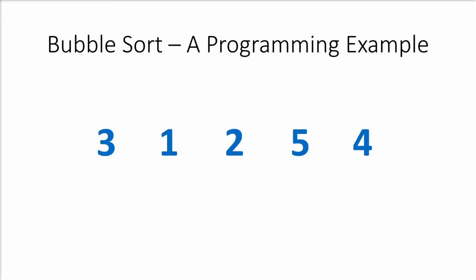We'll start at the first number, which is 3, and we'll look at 3 and the number to its right, which is 1. In this case, 3 is bigger than 1, so we swap them. Now moving on to the second number, which is 3 again, because we just swapped 3 and 1, we look at 3 and the number to its right, which is 2. 3 is bigger than 2, so we swap them again. Now we move on to the third number, which is 3. Look at 3 and the number to its right, which is 5. 3 is smaller than 5, so you don't change anything.